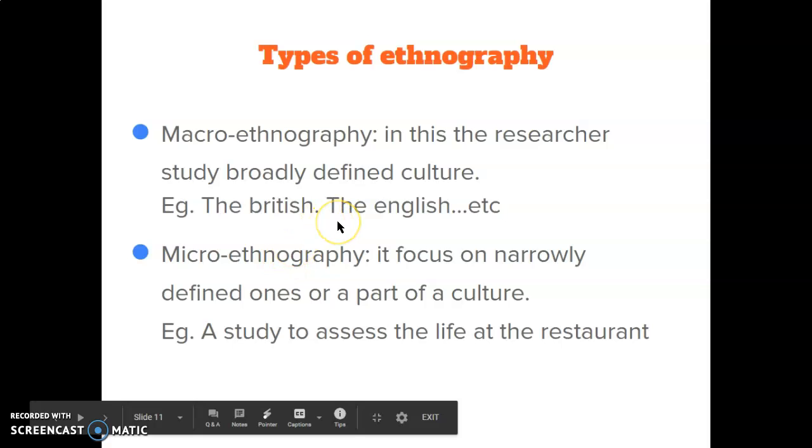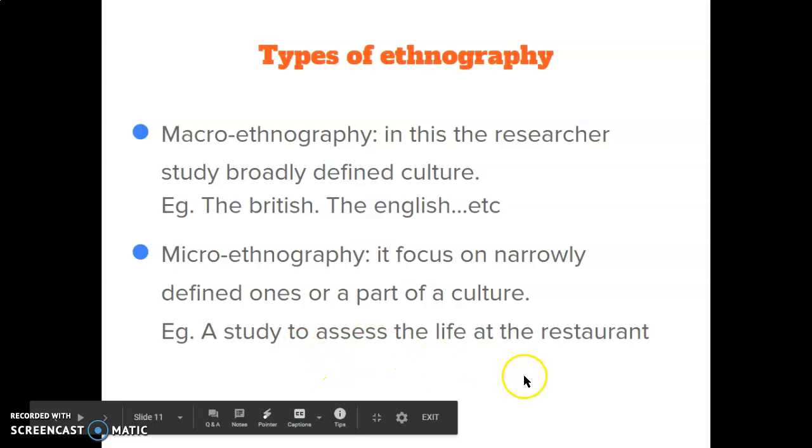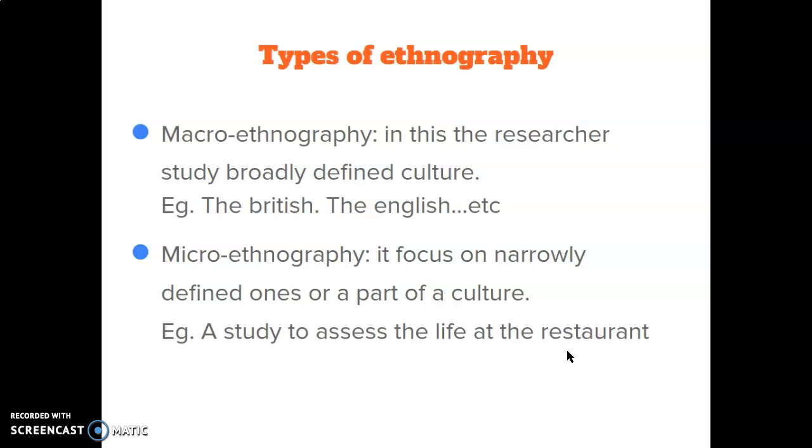The example I have given for macro ethnography is the British culture or English culture. If you are going to study it, it will take time and you have to spend more time in the research. Whereas for micro ethnography, I have given the example of a study to assess life at a restaurant. You can specify one restaurant and stay there from the opening till the closing, and you can write a report on that study. We say it is micro ethnography.